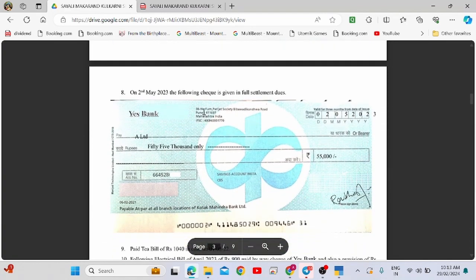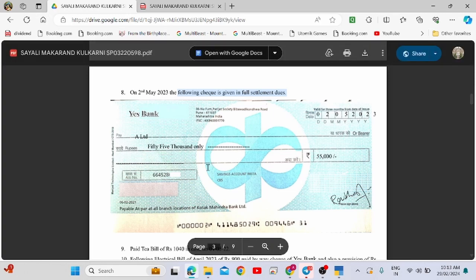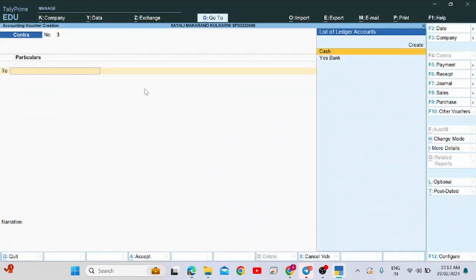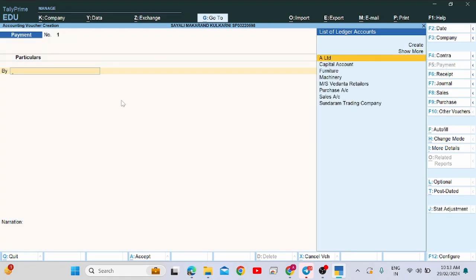But here, instead of giving information, now you have to get the information from the supporting document. This is your support on 2nd May, and a check is given, that means you have paid to A Limited. Therefore in Tally you must first have 2nd May and the payment voucher type. So come to Tally, 2nd May. We are on the 2nd May only. And then I want the payment voucher type, therefore say F5, payment voucher type.